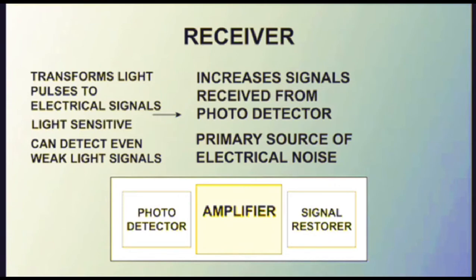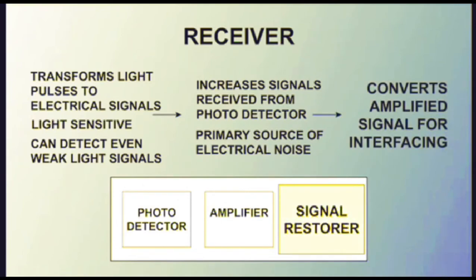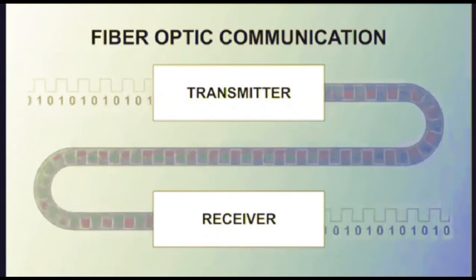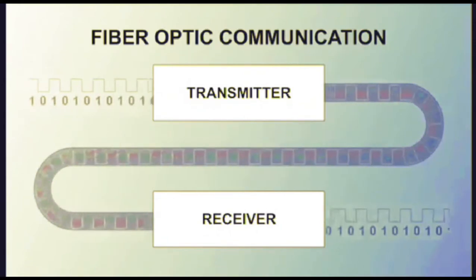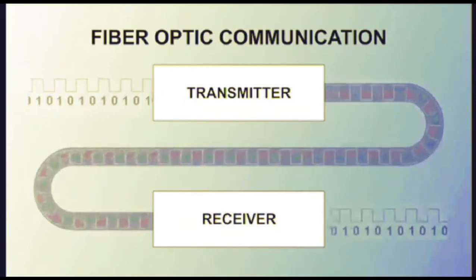This is the primary source of electrical noise in the receiver, and the sensitivity of the receiver is dependent on minimizing this noise. Lastly, the signal restorer converts the amplified electrical signal into a form that is suitable for the interfacing circuitry. Quality transmitters and receivers work together to ensure less signal degradation across the network.